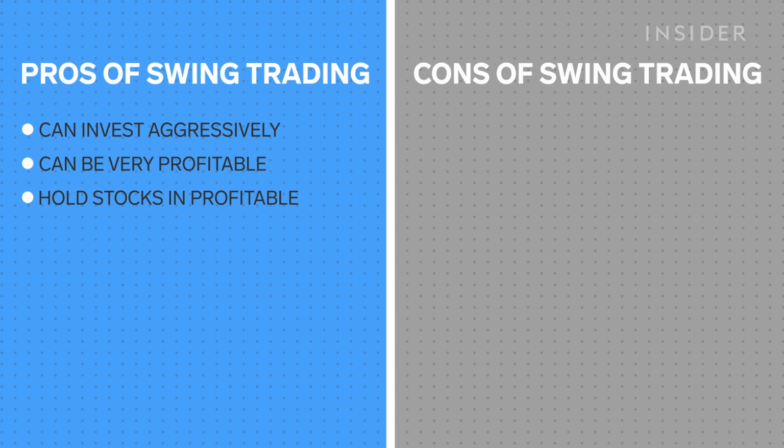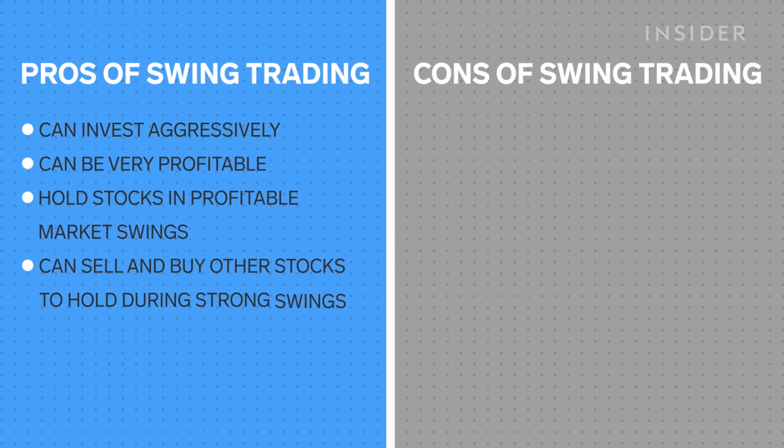You could hold a stock during its most profitable market swing, and then instead of continuing to hold it, you sell and use that money to buy another stock, and hopefully hold that stock during a strong swing.